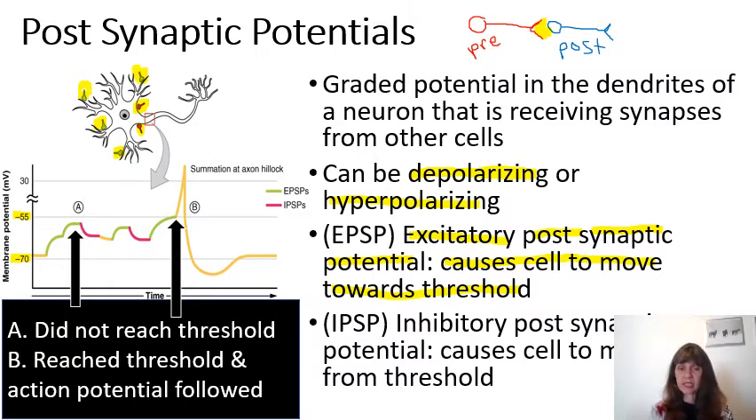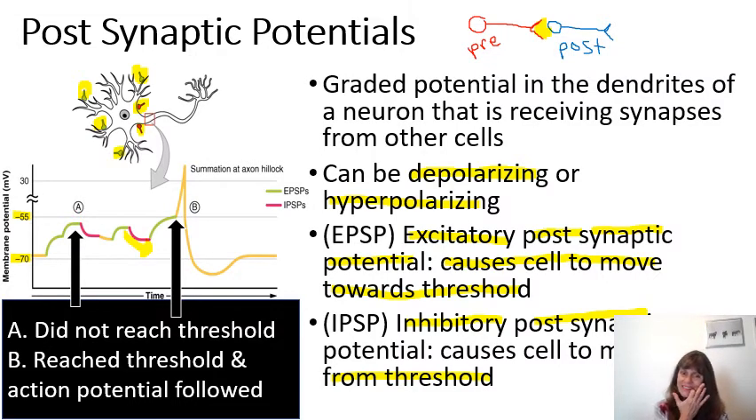Inhibitory postsynaptic potentials are identified by the red synaptic end bulb. Those synaptic end bulbs are releasing neurotransmitters that are taking the membrane away from threshold and are therefore inhibiting the possibility of reaching threshold and a resultant action potential occurring. So inhibitory postsynaptic potentials cause the membrane of the neuron to move away from threshold.